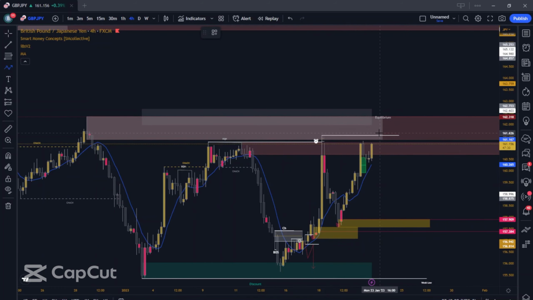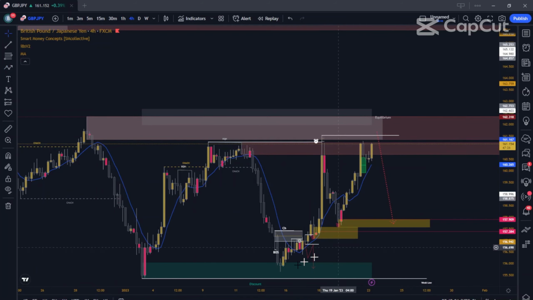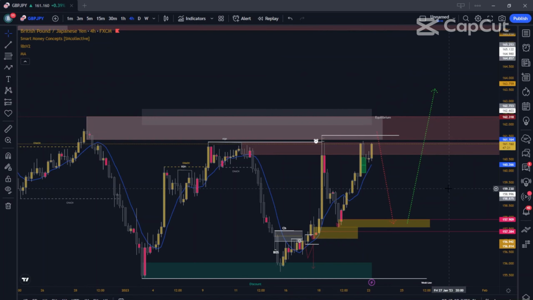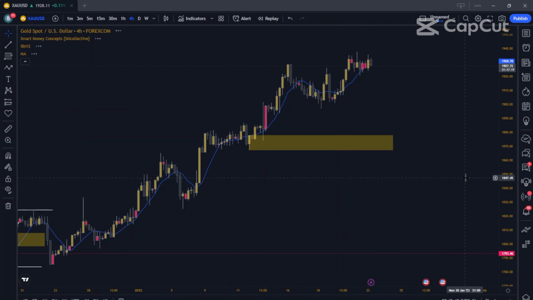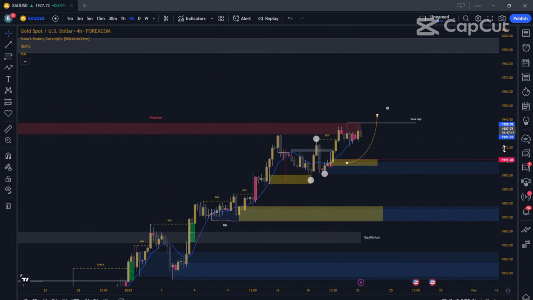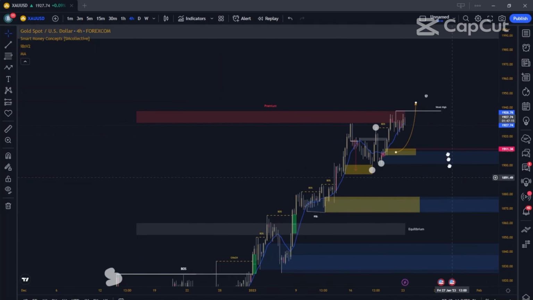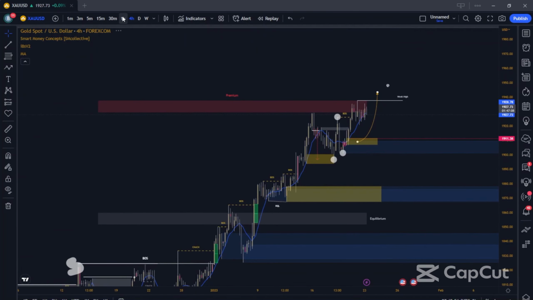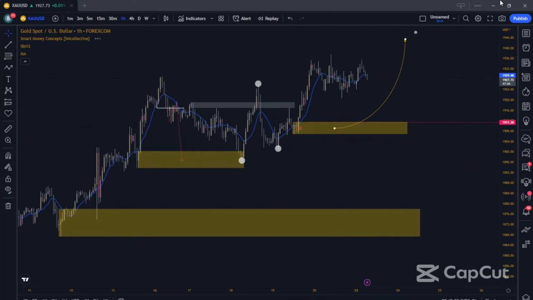Let's put this short from here, and then from here we're going to look for longs to break structure. Okay, gold. Alright, we have got premium, we've got our EQ, and we've got our discount. That's in the 4 hour. Let's look at the 1 hour.